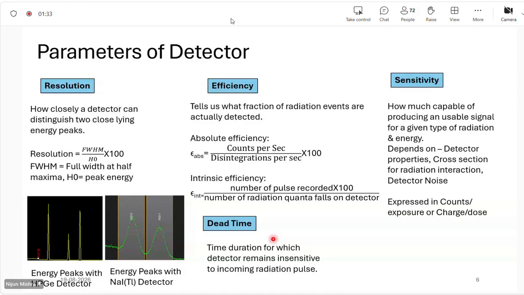Dead time is the time duration for which the detector remains insensitive to an incoming radiation pulse. Mainly in a GM counter, we can see that this dead time dominates, and it's around 100 to 300 microseconds. It means that within that time, if another pulse comes, the GM counter will remain blind to that particular pulse.